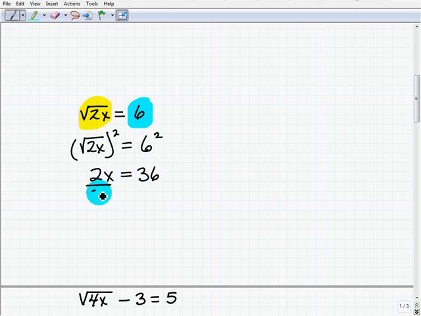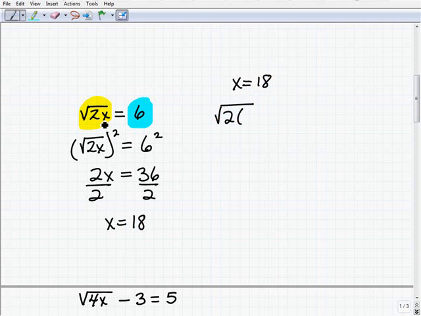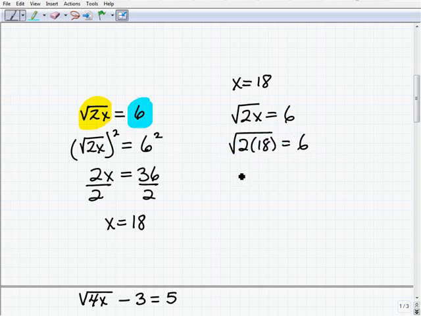Okay, so we're going to divide both sides of the equation by 2, and we get x is equal to 18. Now we need to go back and check our solution and see if x equals 18 is in fact the solution. Let's write out the original equation: the square root of 2x equals 6. We believe that x is equal to 18, so it's going to be the square root of 2 times 18. Does that equal 6? We know that 2 times 18 is 36, and the square root of 36 is 6, so it checks out, 6 equals 6. Okay, moving on.